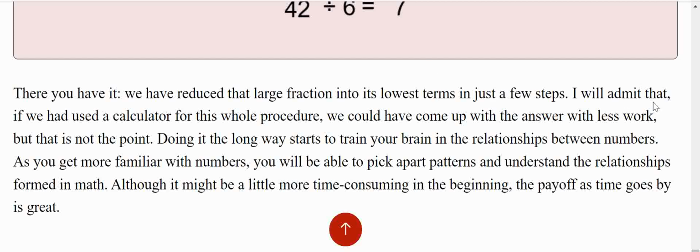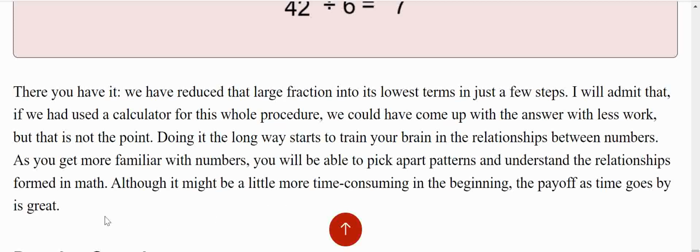I will admit that if we had used a calculator for this whole procedure, we could have come up with the answer with less work. But that's not the point. Doing it the long way starts to train your brain in the relationships between numbers. As you get more familiar with numbers, you will be able to pick apart patterns and understand the relationships formed in math. Although it might be a little more time-consuming in the beginning, the payoff as time goes by is great.